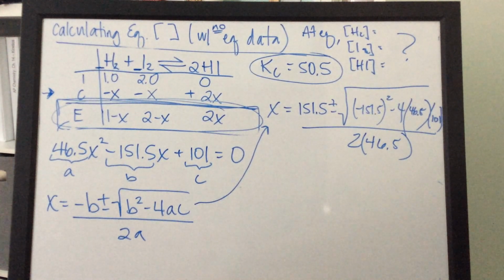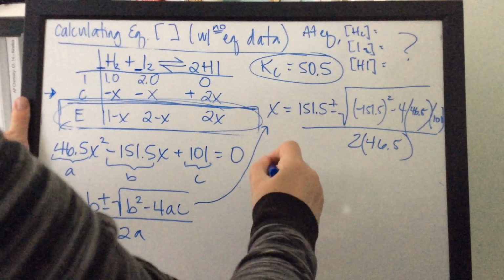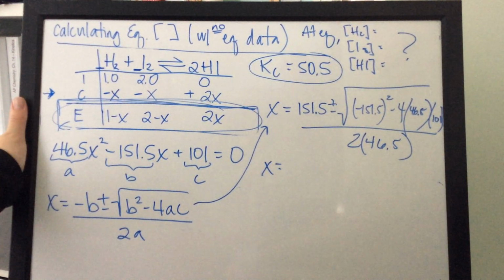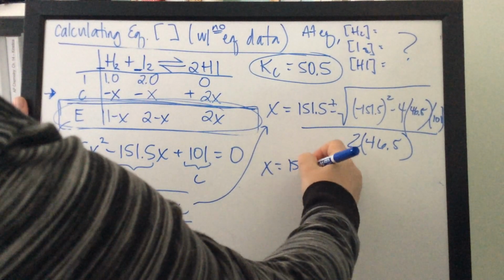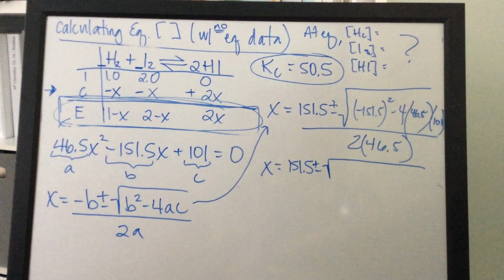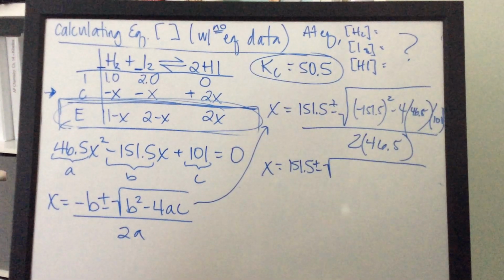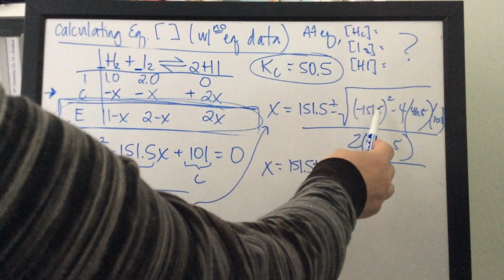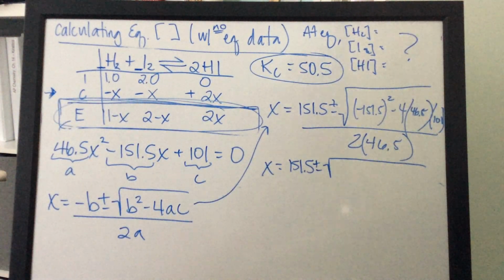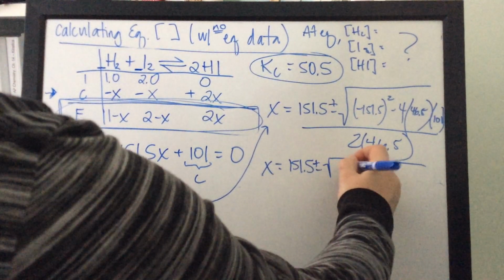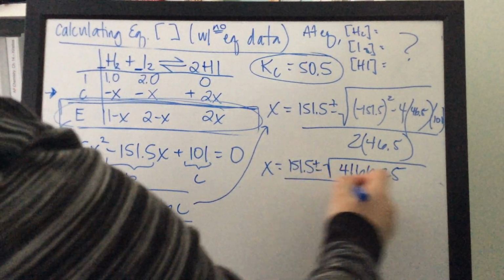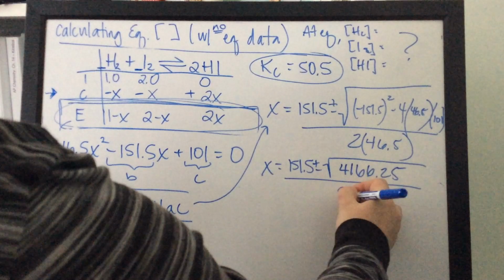Okay, and now this is just about simplifying this and evaluating this for x. So here we go. So x equals 151.5, plus or minus the square root. I'm just going to evaluate everything underneath the square root. I'm going to take the negative 151.5 squared and then minus 4 times this. When I did that on my calculator, which you want to be doing too, I got a value of 4,166.25, some change, whatever. And then over 2 times this number, which gives me a value of 93.